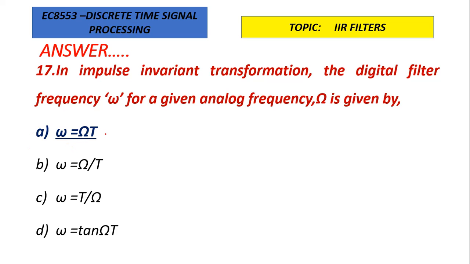So what is the concept of IIM? The analog transfer function is sampled by a sampling interval so that it is converted to a digital filter of transfer function H of z and digital frequency omega. So see here omega and ohm are maintaining a linear relationship. So in IIM, the frequency relationship is linear.